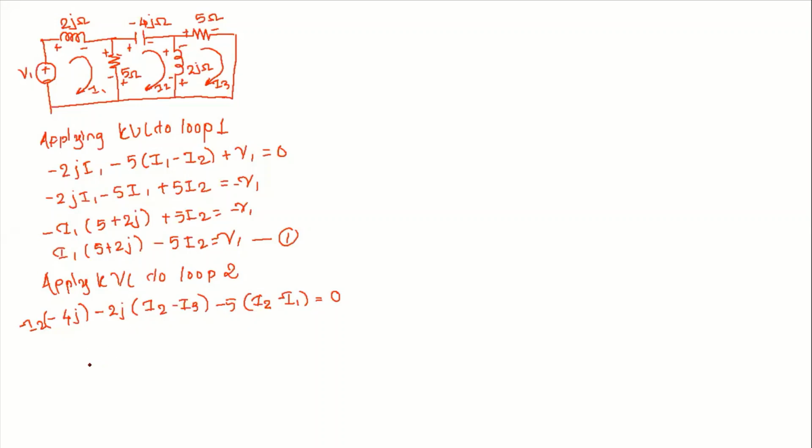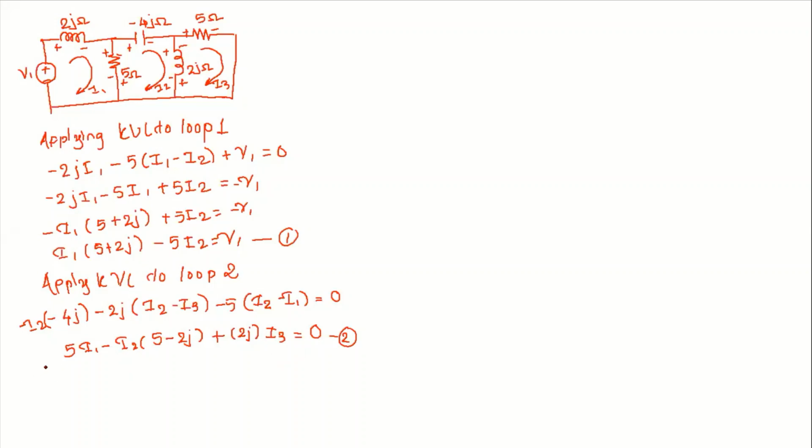Now equate all the values. I have the final equation, just go through it. It is 5 I1 minus I2 into (5 minus 2j) plus 2j into I3, which is equal to 0. This is my equation number 2.